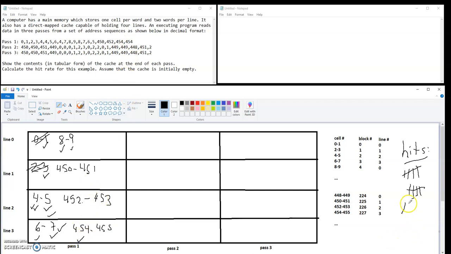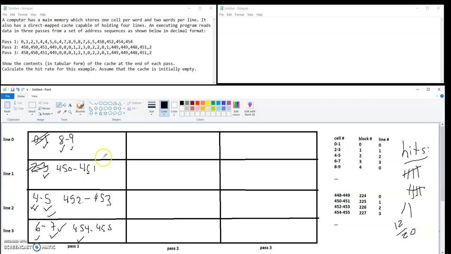And then 454, some temporal locality. That's another hit. So far, the hit rate is 12 out of 20. There's 20 fetch requests by the CPU. So each one of these started as a program counter value. 8 misses, 12 hits. So far, after pass 1, the hit rate is 12 out of 20.